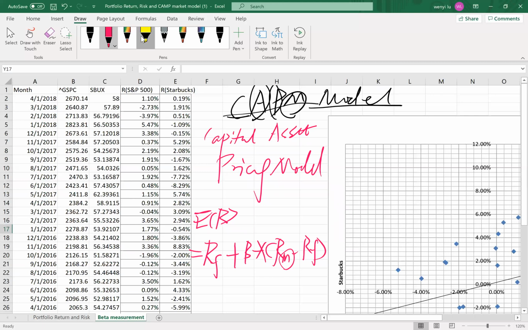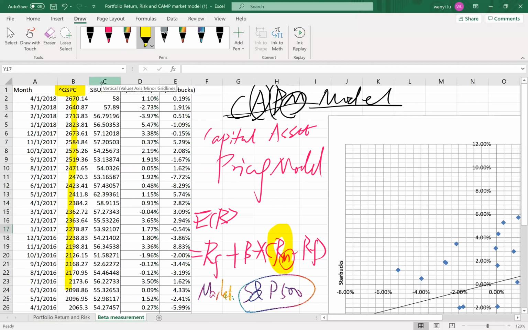What is the market? Market means the whole stock exchange. So here I use the S&P 500. S&P 500 is our market index, so our return for the S&P 500 is actually recorded in these columns. This GSPC is the ticker or the symbol for the S&P 500.